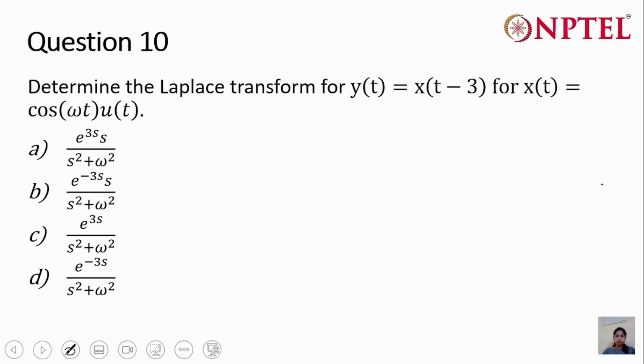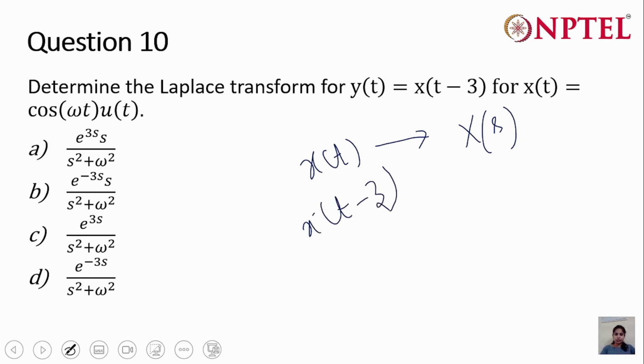Okay. Moving on to the next question. Determine the Laplace transform for y of t, where y of t is x of t minus 3 and x of t is cos of omega t into u of t. So we know what is x of t, and we saw what is x of s also today. And there is a translation in the time domain, x of t minus 3. So what does this correspond to in the Laplace domain? That's the question.